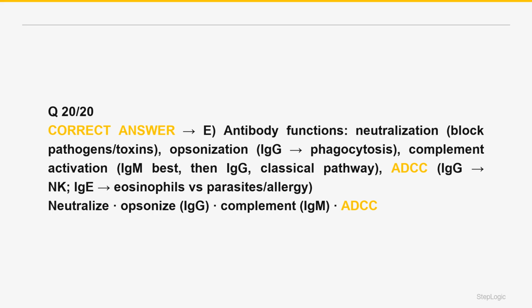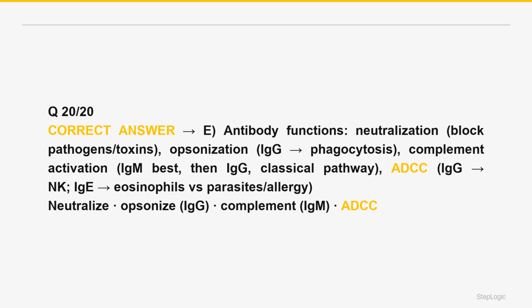Complement activation, classical pathway: antibody bound to antigen triggers C1, leads to the cascade, and to the membrane attack complex and opsonins. IgM is the most efficient complement activator; its pentamer provides many binding sites, followed by IgG. Antibody-dependent cellular cytotoxicity, ADCC: IgG flags target cells for NK cells to kill, and IgE arms eosinophils against parasites and mediates type 1 hypersensitivity, or allergy, via mast cells.